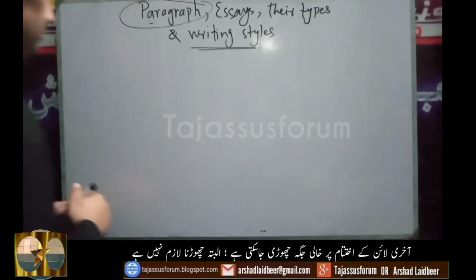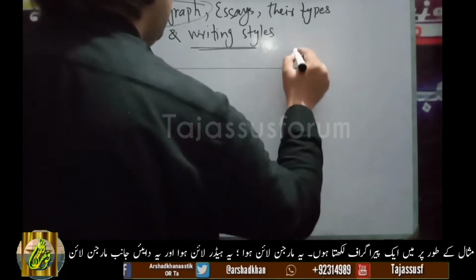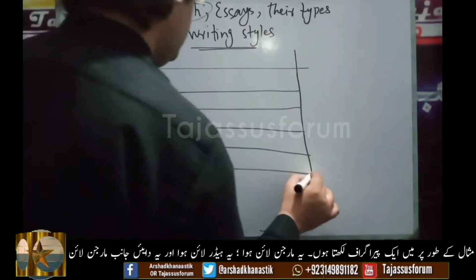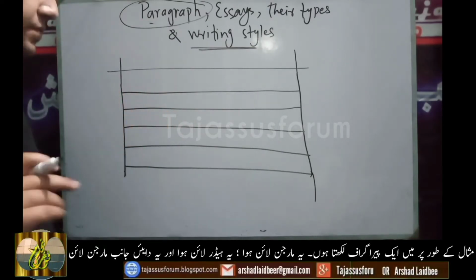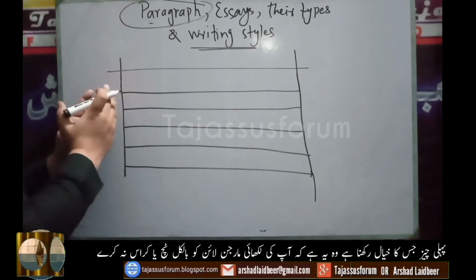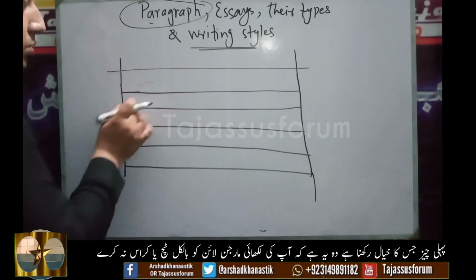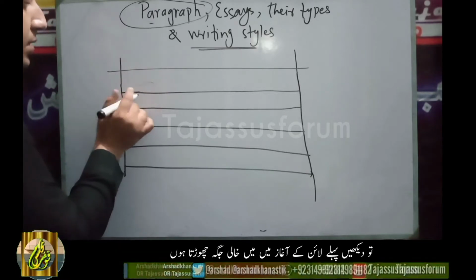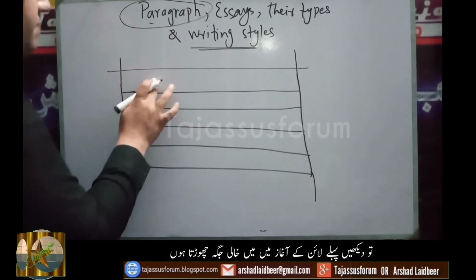So a paragraph should be in this style. I'm writing, for example, this is the margin line of the notebook. This is the header. This is the next margin line. Now these are the lines in between. Look, now I'm going to start a paragraph. The first thing that should be followed is that the writing should not touch your margin line, and definitely it should also not cross your margin line. Now look, I'm writing a paragraph. So at the first line, I will have to leave a space at the beginning. For example, from here to here, this space is left. Now I am starting from here.